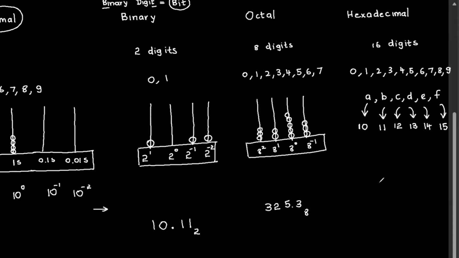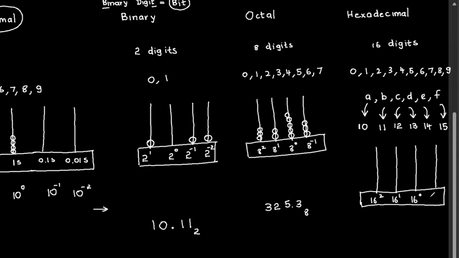You can also use the place value to find the decimal values for hexadecimal values, but let's just focus on place value for now. Let's say we have 4 rods. Let me say this is 16 to the power 2, this is 16 to the power 1, this is 16 to the power 0, and this is 16 to the power minus 1. I can have 1 bead in everything, because 1 is allowed in this number system. So it will be 111.1 to the base 16.